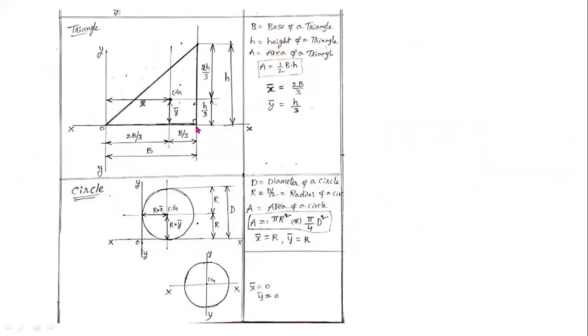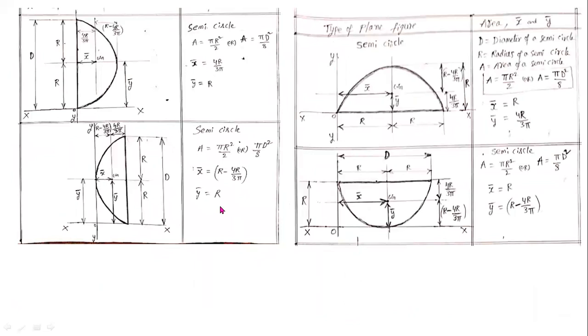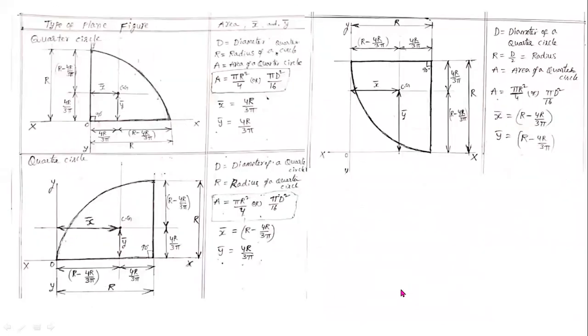This one is also a right angle triangle. This is a circle, a circular lamina. This is a semicircle. These all are semicircles. These all are quarter circles.